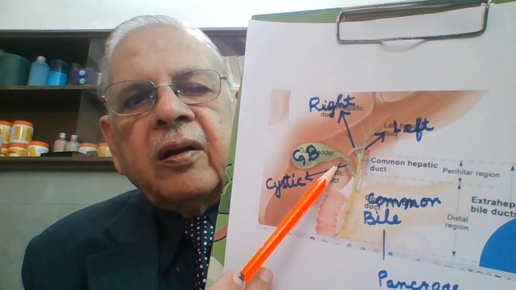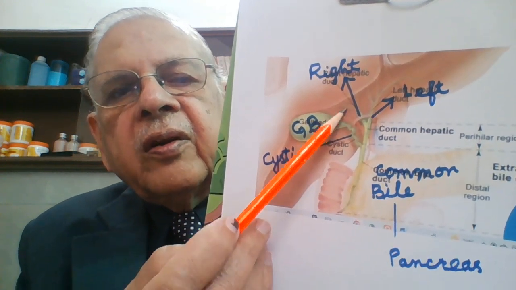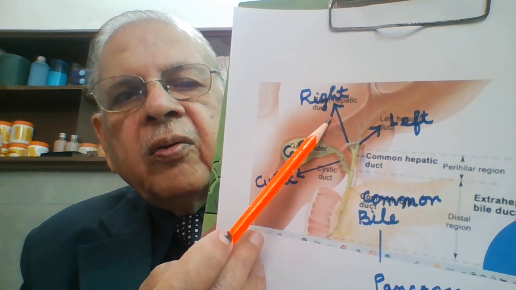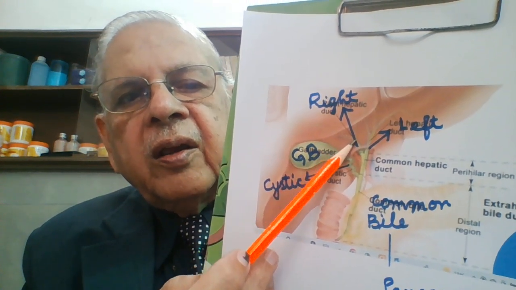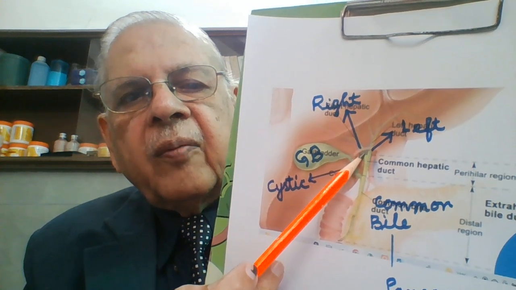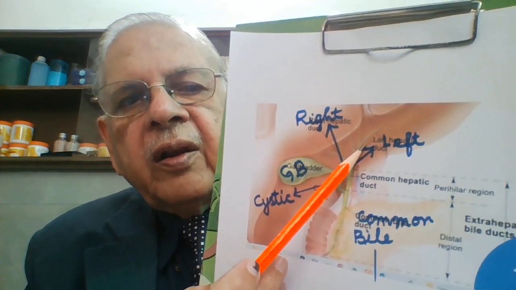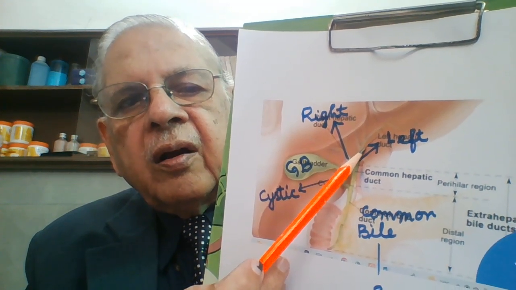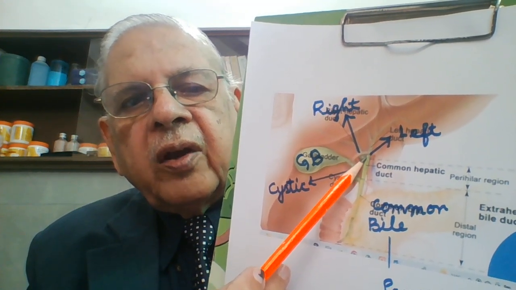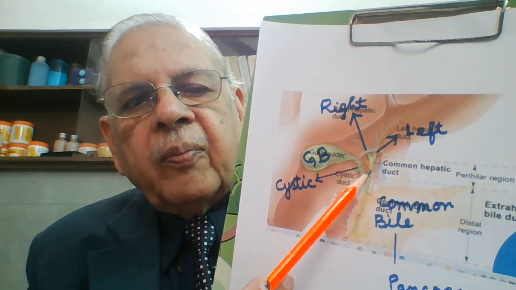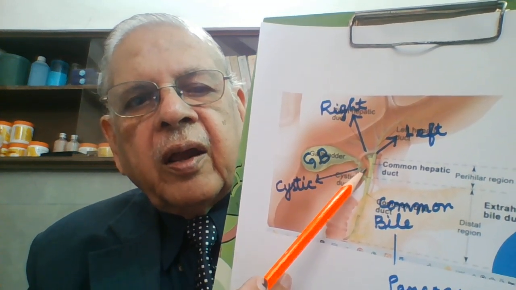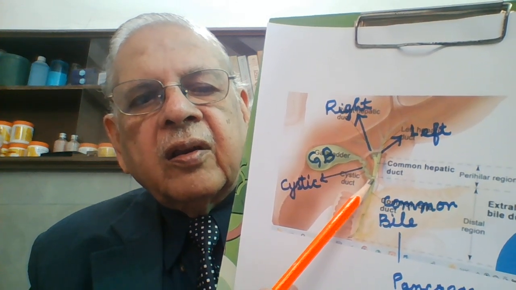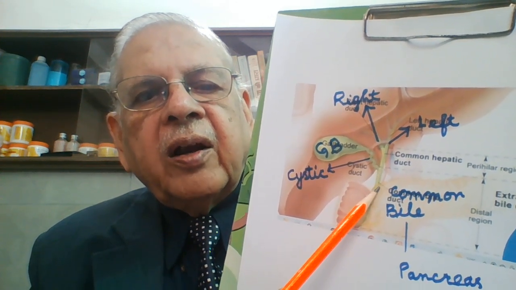Again, I will try to make you understand this anatomy. From the right side the bile produced by the liver is brought by a tube called the right hepatic duct. And from the left side the bile is brought by a tube called the left hepatic duct. The two join together to form the common hepatic duct. Now the common hepatic duct is joined by the cystic duct, and this forms the common bile duct.